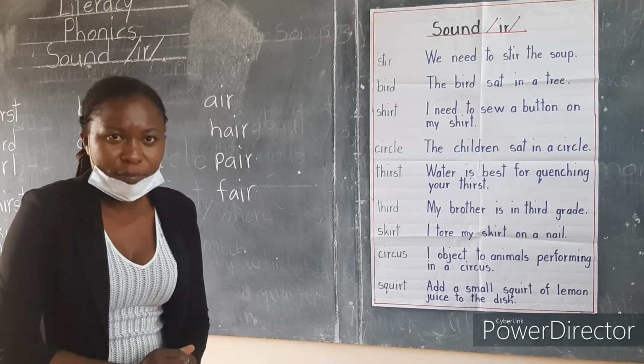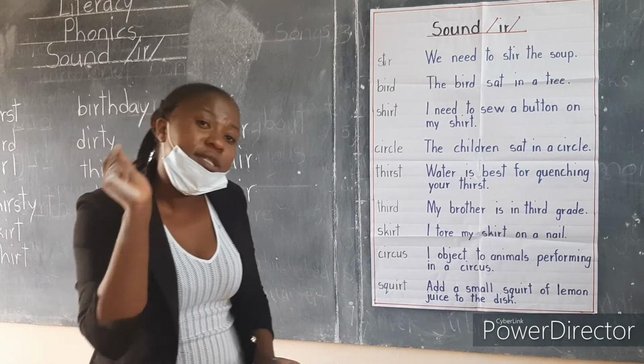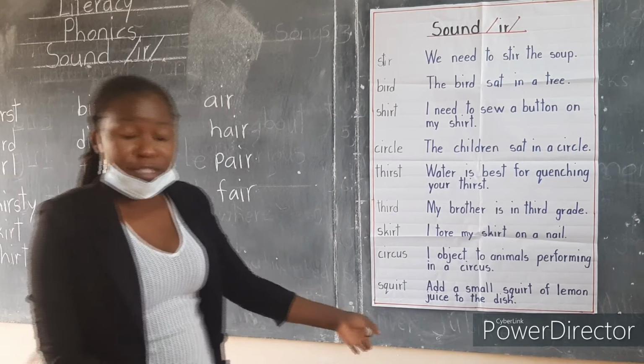Is it clear? So you've seen what I've done. I've written the words, and I've also made sentences using the same words. Okay? You write the word, then you use the same word to make a sentence. Is it clear? So the activity that you're going to do, you have to do just like what I did on my chart. Is it clear?